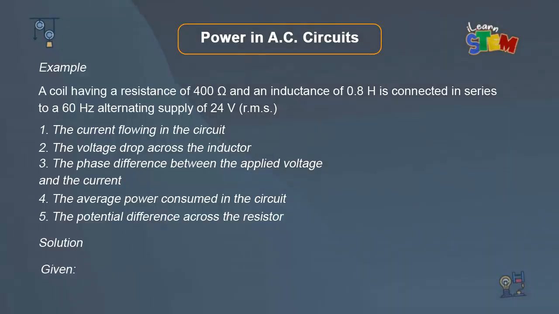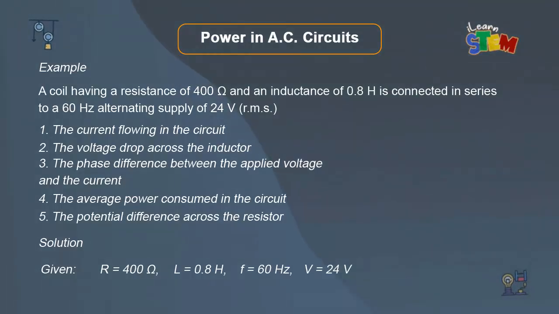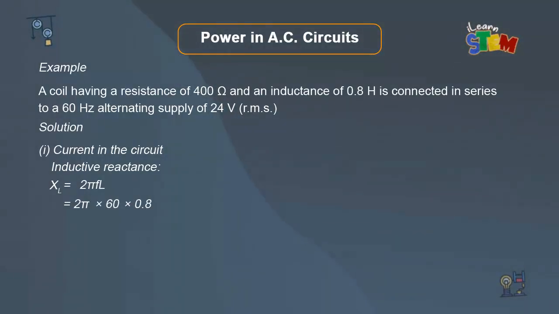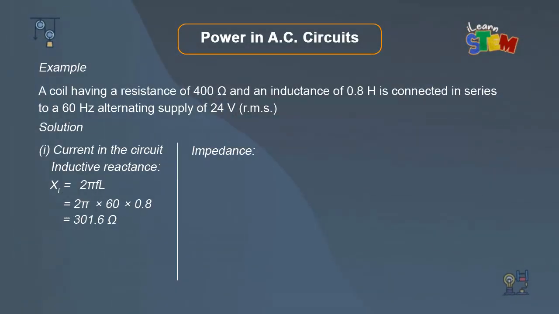Solution. We are given resistance equals 400 ohms, inductance of 0.8 Henry, frequency of 60 Hz, voltage supply of 24 volts. Step 1. Current in the circuit. The inductive reactance is given by the formula 2 pi times frequency times inductance. That is, 2 times pi times 60 times 0.8. This equals 301.6 ohms.